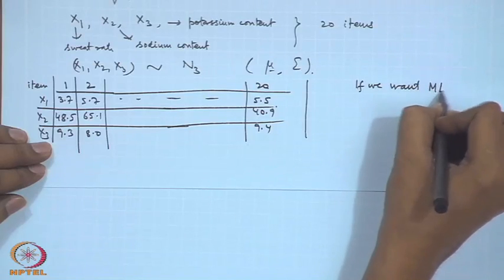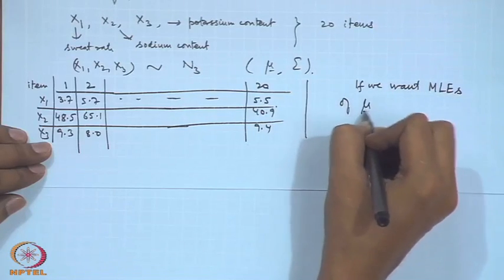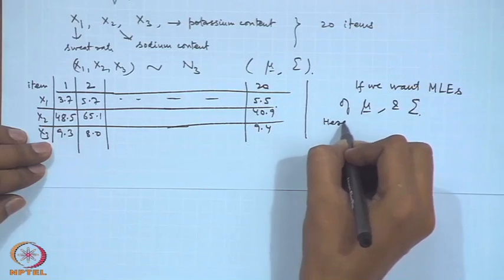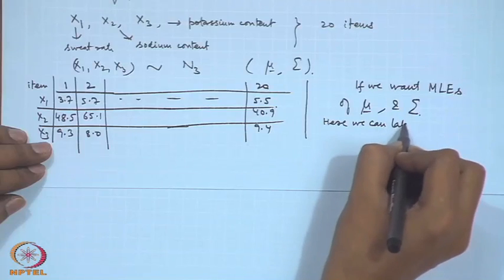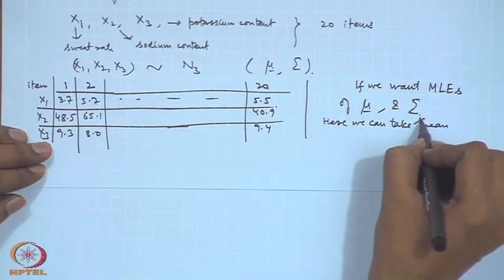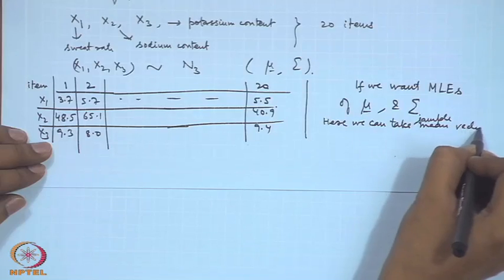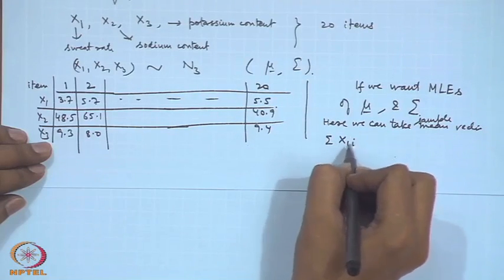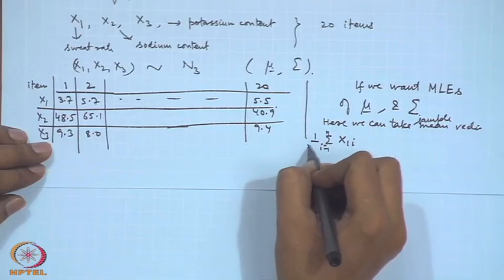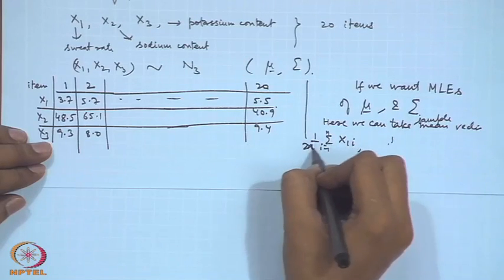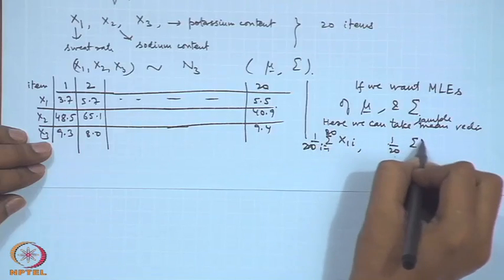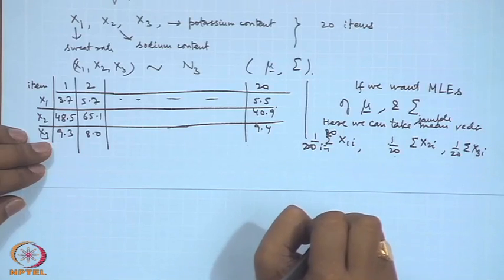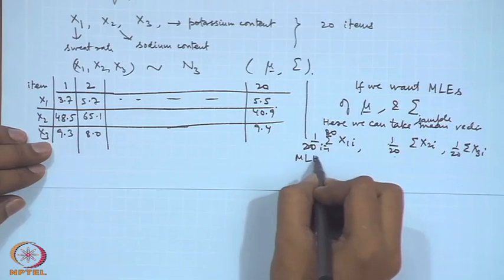So, if we want say maximum likelihood estimators of mu and sigma, then here we can consider the sample mean vector. We can consider here sigma x1i, i is equal to 1 to n, 1 by n. So, 1 by 20 sigma x1i, 1 by 20 sigma x2i, 1 by 20 sigma x3i, etcetera. So, this will give the MLE of mu.